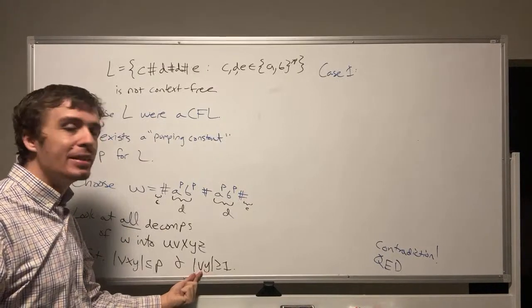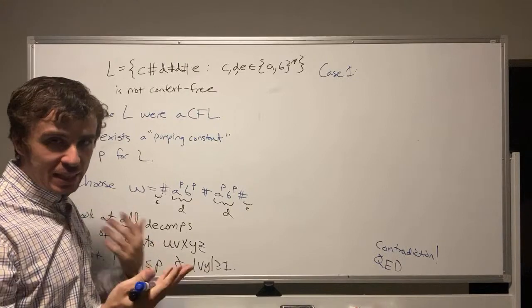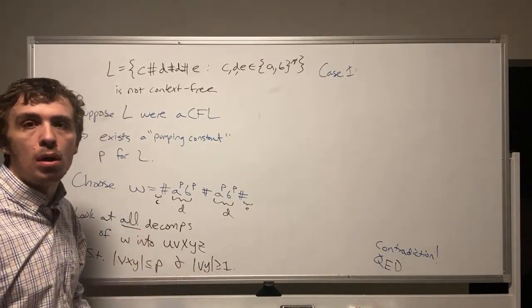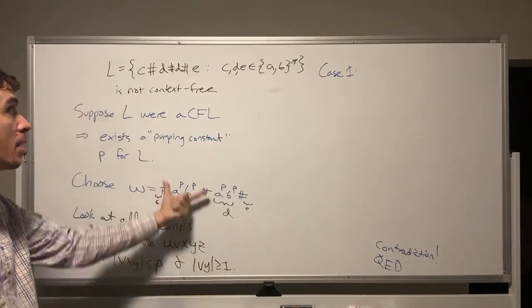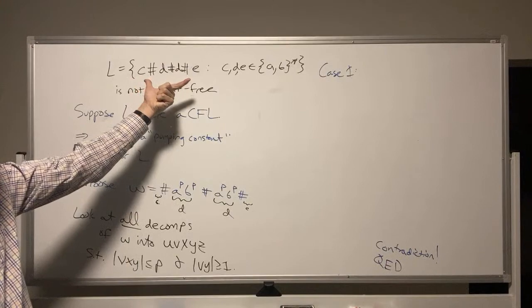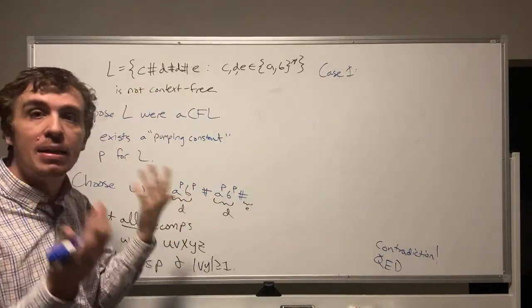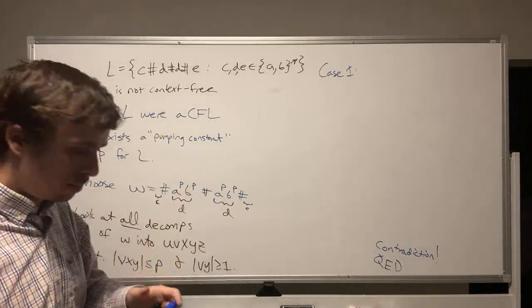I can pump 1 additional copy of V and 1 of Y, because I need to pump the same number. And so I'm going to get at least 1 more pound sign than I had before. Well, I had 3 to start with, and every string in here has exactly 3. So I'm going to get at least 4, and that gives me a string not in the language up there, which is what we want.